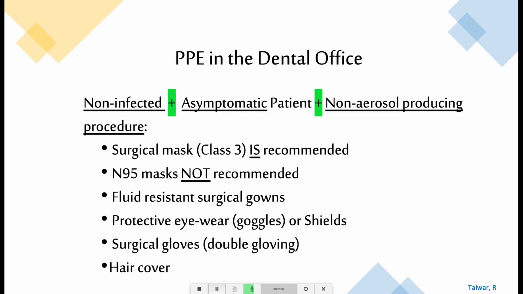So you can see the list. Surgical mask, class 3 mask recommended. N95s are not recommended when you're not performing aerosolized procedures. Fluid-resistant surgical gowns, eye protection, surgical gloves, or you can use exam gloves as well if you need to for just examinations, and then of course a bouffant or hair cover.